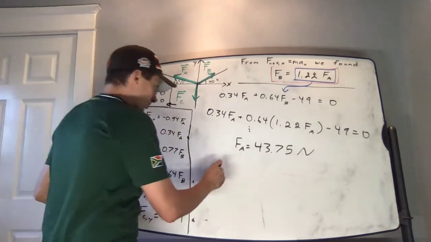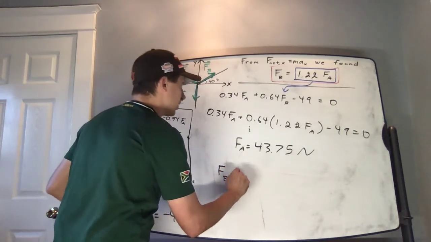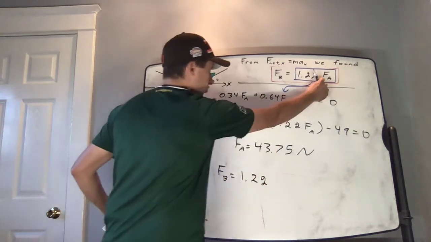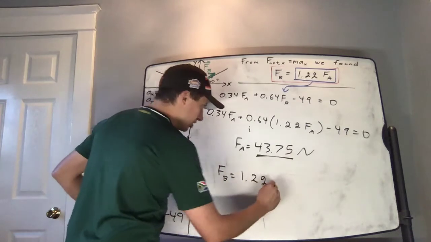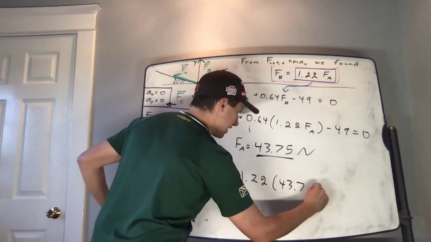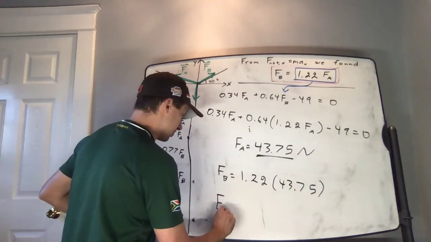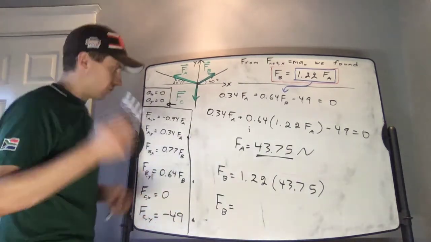So I could say the force of tension in cable B could be written as 1.22 times the force of tension in cable A. We found the force of tension in cable A. It's this much. So 1.22 times 43.75. And if I put that in the calculator, the force of tension in cable B is going to be 53.41.